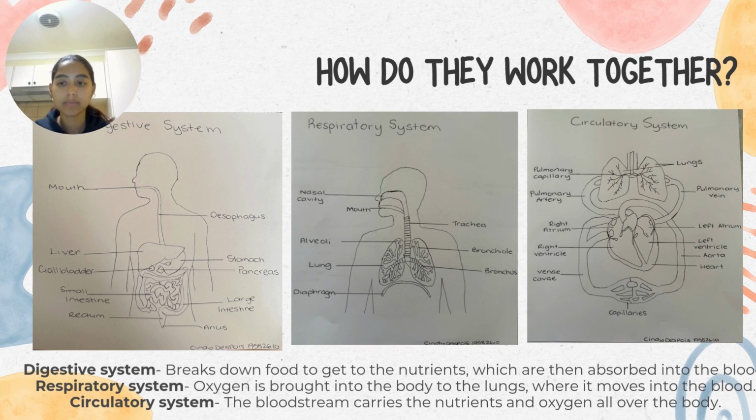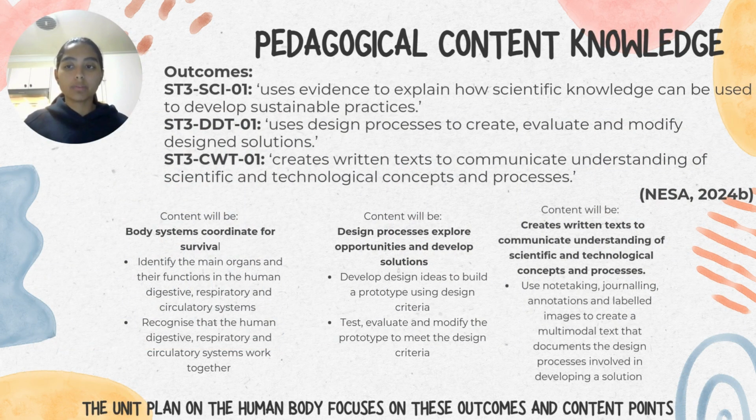In the respiratory system, oxygen is brought into the body to the lungs where it moves into the blood. And in the circulatory system, the bloodstream carries the nutrients and oxygen all over the body. This successfully shows the understanding and knowledge that the students have of how the systems work together. The unit plan on the human body focuses on these outcome points and content points.